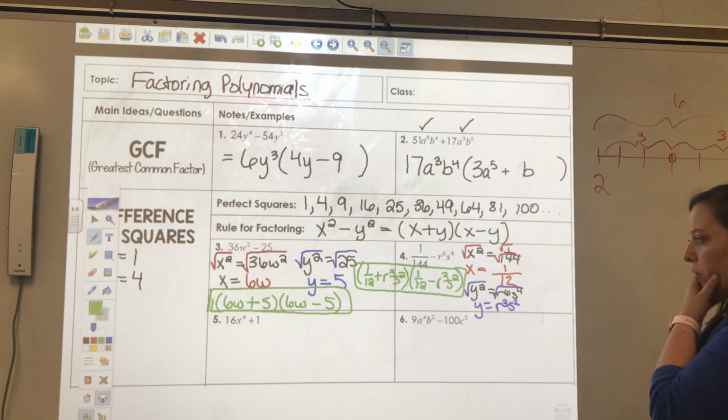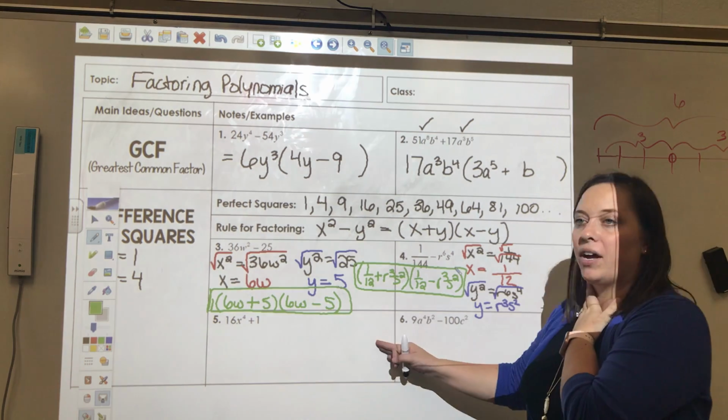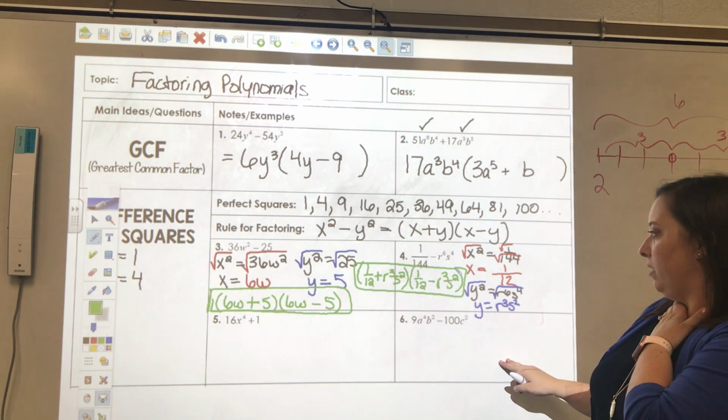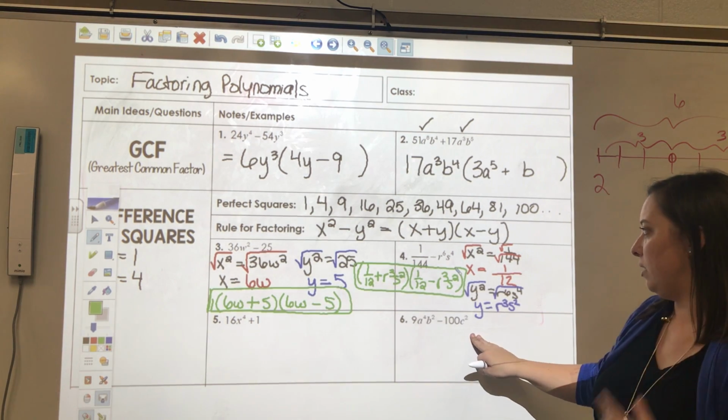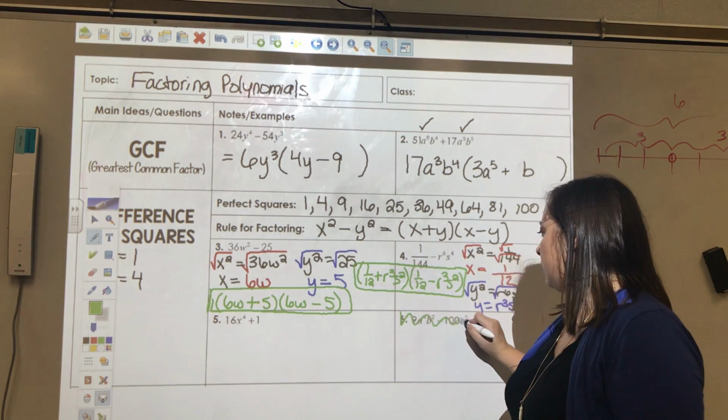Okay, so we can actually skip number 5 and number 6. They are exactly like number 4 and number 3. Okay, so go ahead and we can just cross these puppies out.